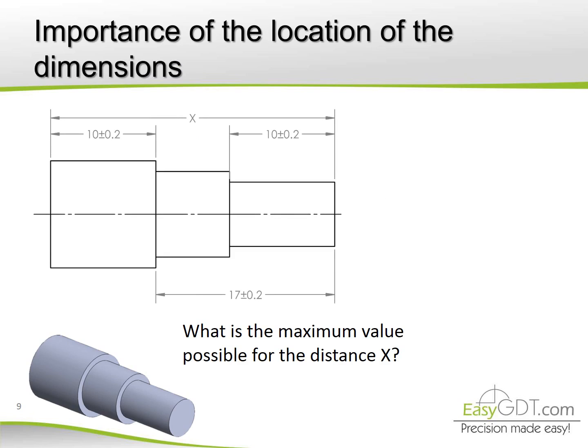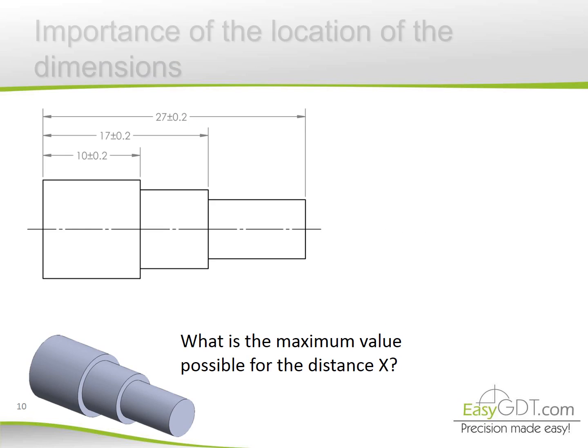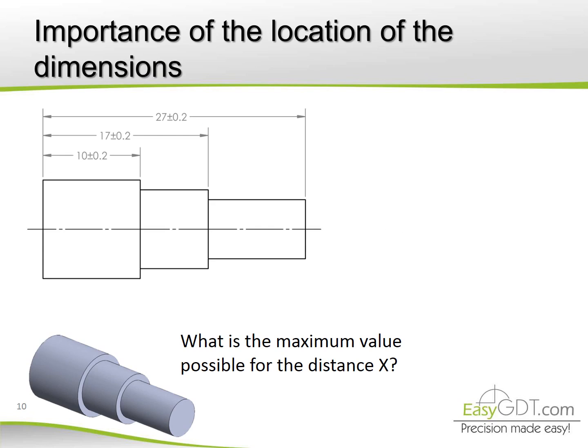Now let's calculate the maximum value that the distance x can be. Note that the tolerances for all the dimensions haven't changed. There's still 0.2, but now the result is 27.4. For the last time, calculate distance x. Now we can see that the dimension is directly indicated, so in this case the maximum distance of x is 27.2.